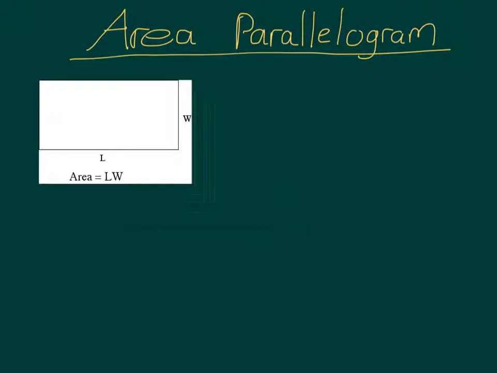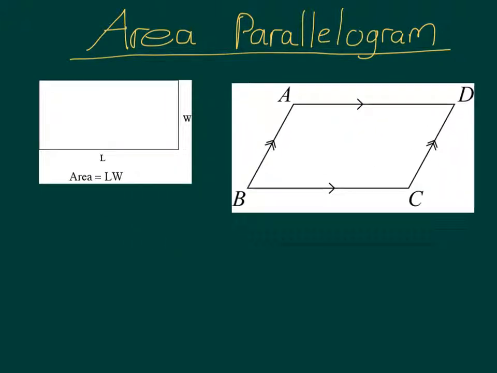A parallelogram, a general parallelogram, looks like a rectangle, but it's just on a slant. So here on the screen now, I'll just put parallelogram. So A, B, C, D, here is a parallelogram. So you can see it sort of looks like the rectangle on the left, but it's just slanted a little bit.